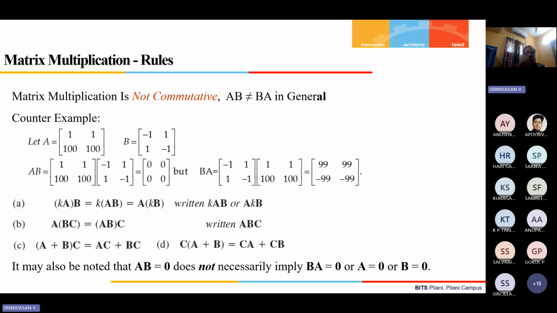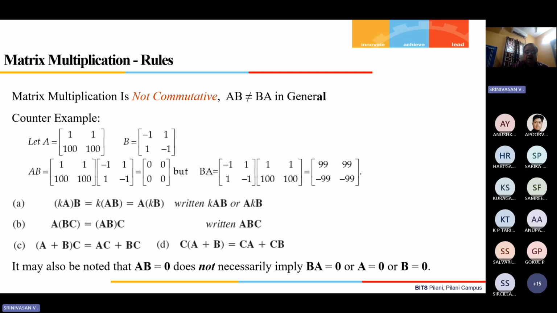It may also be noted that AB, the product of two matrices, equal to the zero matrix O is something you may very rarely have. Depending upon the numbers, you may have the product of two matrices be a zero matrix. The entries of each of the matrices might be non-zero, but still, see here: 1 into minus 1 plus 1 into 1, minus 1 plus 1, 0. 1 into 1 plus 1 into minus 1, you get 0. 100 into minus 1 plus 100 into 1, 0. 100 into 1 plus 100 into minus 1, 0.